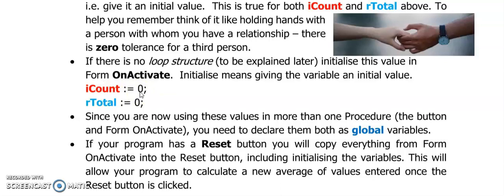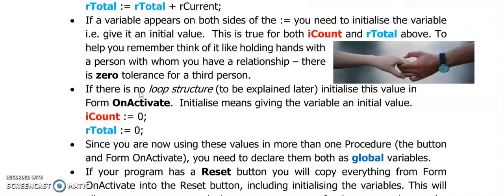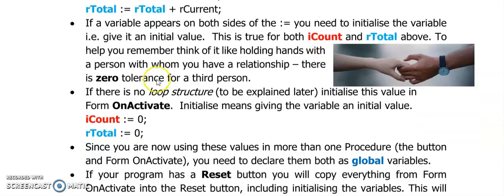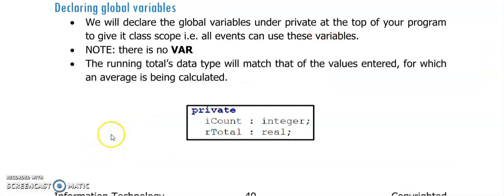Now comes the next rule. I'm now using iCount and our total in two procedures. One is for the button where I'm doing these calculations, and the other one is in Form1 Activate where I set the values to 0. So these variables now, because they're being used in more than one procedure and they are holding the same value, we now need to declare them as global variables. Global variables are declared at the top of your program where you see private.